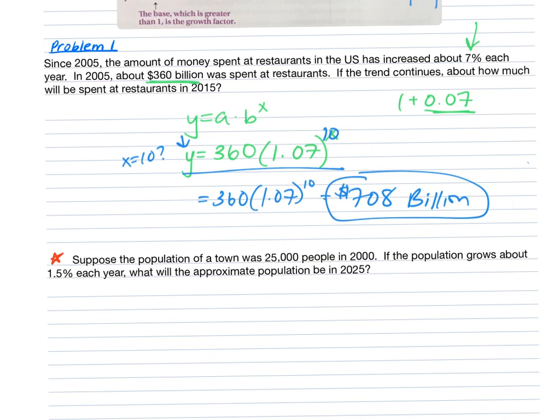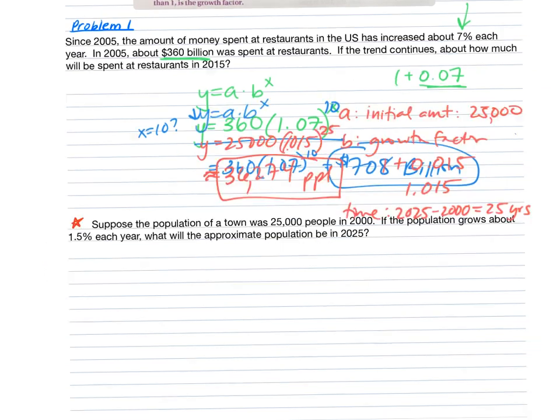Okay, so use that for this problem here. Same thing, but population of a town. And then here's its growth rate. So figure out what its growth factor is, and then figure out the amount of time between these two, and that will be your exponent. Okay, press pause and try this on your own and check back for the solution.